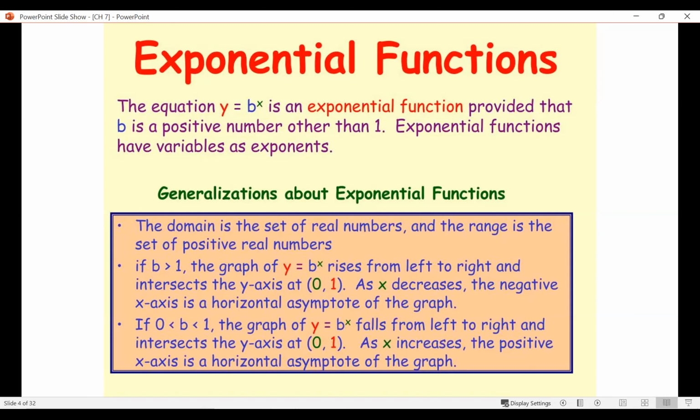Now, in the second case, when our base b is some number between 0 and 1, say 1/2, then the graph decreases from left to right, but it still intersects the y-axis at (0, 1). As x increases, the positive x-axis is our horizontal asymptote. So in both of these cases, assuming we are not adding in any vertical shifts, we do not cross the x-axis, okay? And that's because in the equation y equals b to the x, there is no value of x that will make y 0.